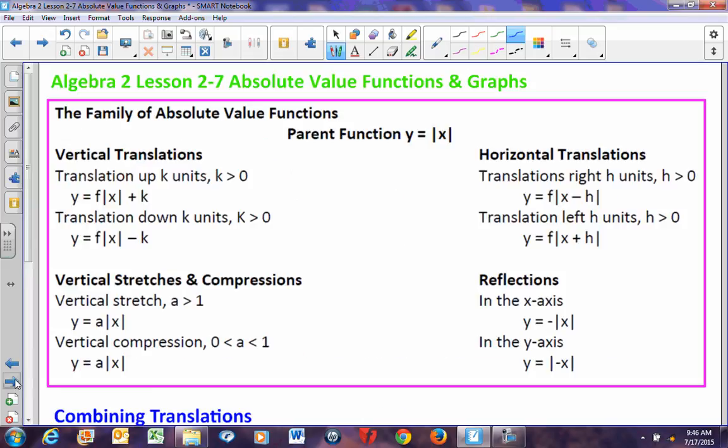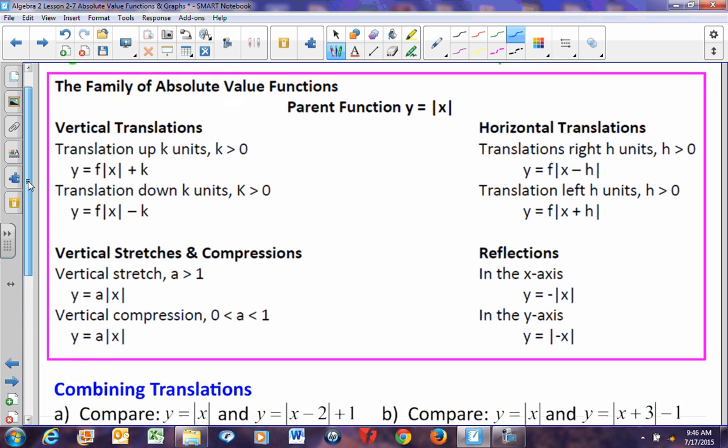Okay, so same translations. Where there were parentheses in the last lesson, there are now absolute value symbols. So the same rules apply. That's what I like about math. It goes a little bit further each time, adds a little more detail, but doesn't change everything altogether. So we are going to look at all of these things just like we did in the last lesson.